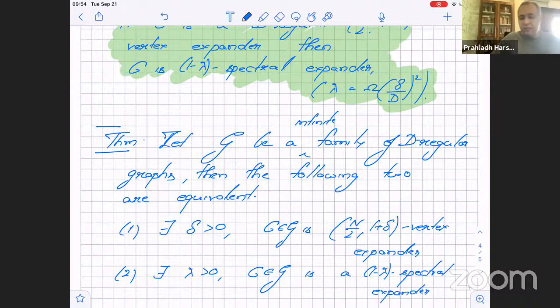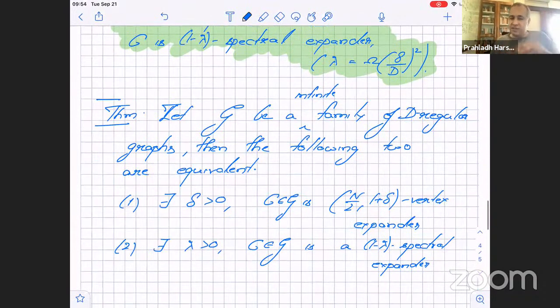All I'm claiming is that these two statements are loosely equivalent. That is, if I can prove spectral expansion, we saw how it implies vertex expansion. This is what we did towards the end of last lecture. And I stated without proof that the converse is also true: if it's a vertex expander for sets of size up to n by 2, then it implies spectral expansion.